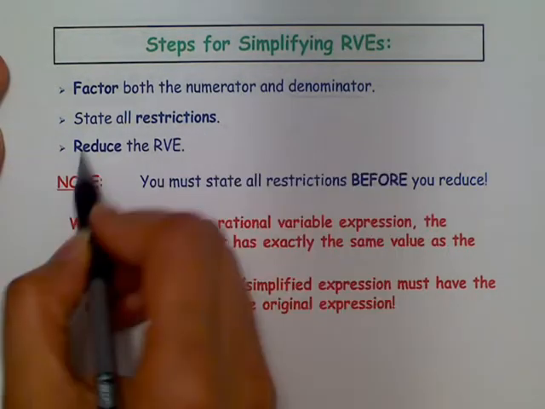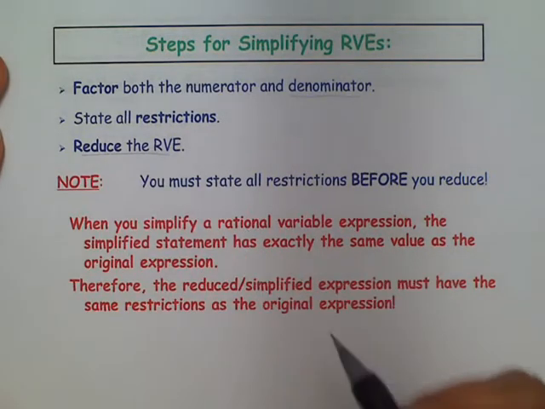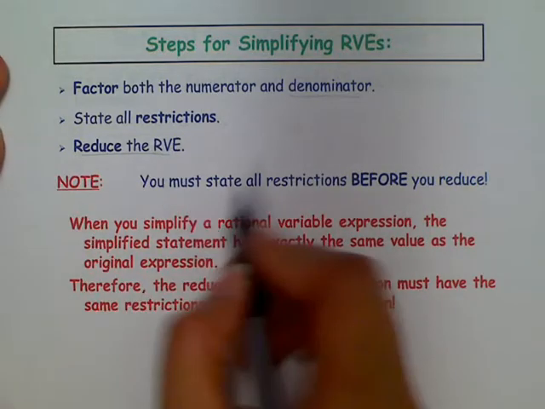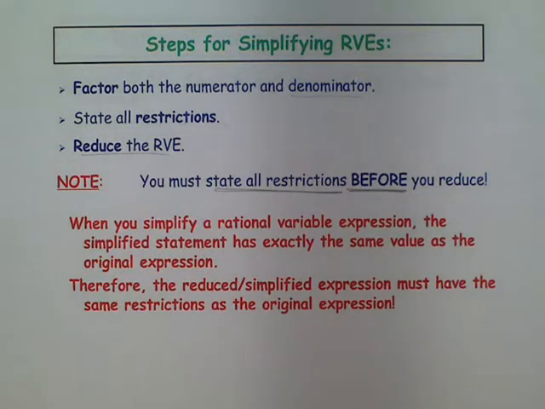When you're reducing, what you're looking for are common factors in the numerator and the denominator that you can cancel out. Just as a little note, you must state all restrictions before you reduce. The reason for that is because after you reduce, some of your restrictions will get reduced away, but there are still restrictions because they're based on the original problem, not the simplified problem.